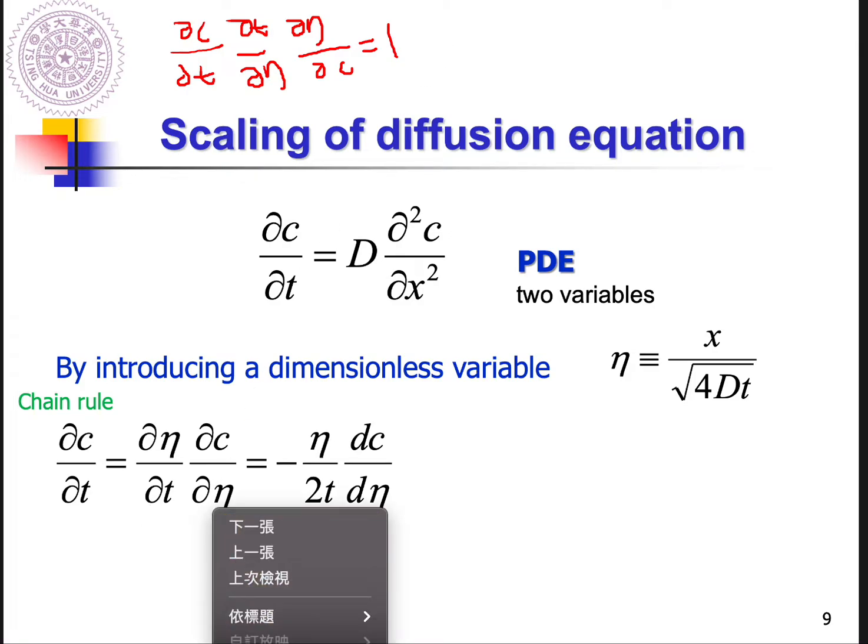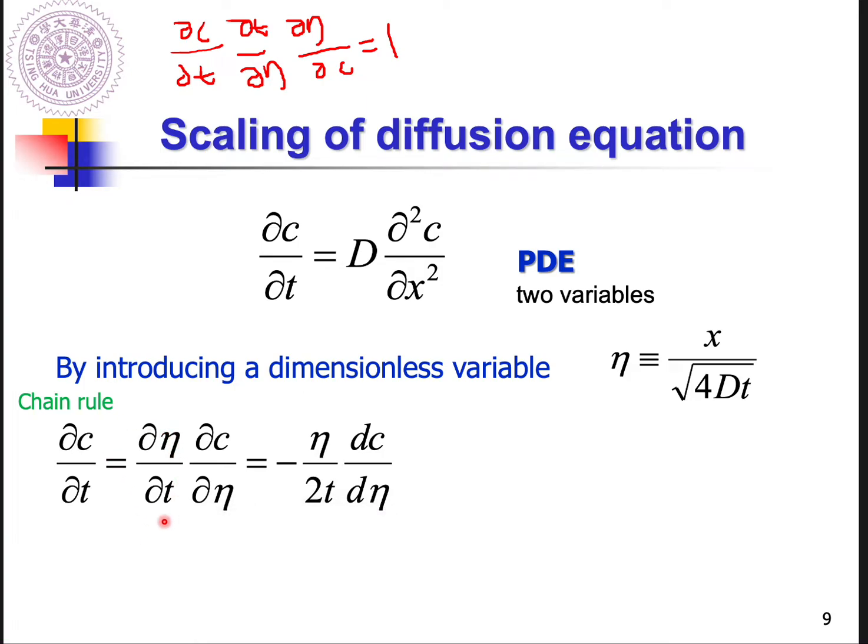Then we move these two terms to the right-hand side. Then you got this and this. So partial iota, partial t. Iota is equal to this, so you just take the partial of this term with t. You are going to get minus iota over 2t, because the power order of t is minus 1/2, right? So you just take the partial of this one, and you leave the partial c, partial iota here, so you finish the left-hand term.